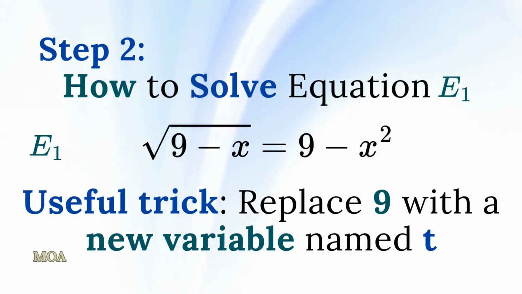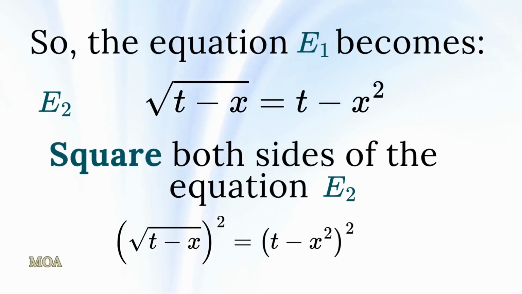Now, step 2 is how to solve the equation E1 quickly. So, let us apply a useful trick. We replace 9 with a new variable named t. So, the equation E1 becomes square root of t minus x equals t minus x squared, which we will label E2. Let us now square both sides of the equation E2.